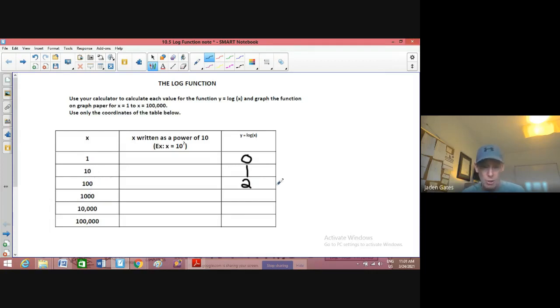Essentially what you're doing is counting the zeros on your numbers. So see how 100 had 2 zeros? 1,000, it's got 3 zeros. 10,000, 4 zeros. 100,000, 5 zeros. And again, if you went to 1,000,000, it'd be 6 zeros.